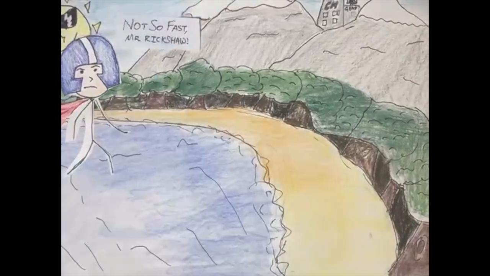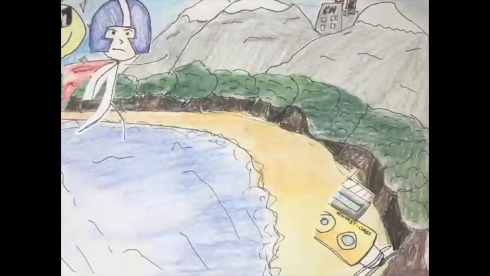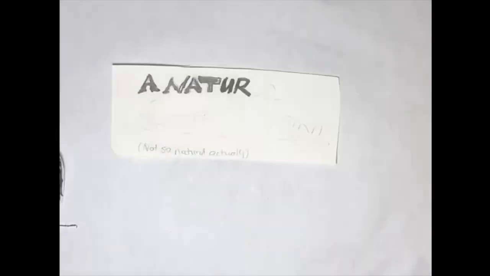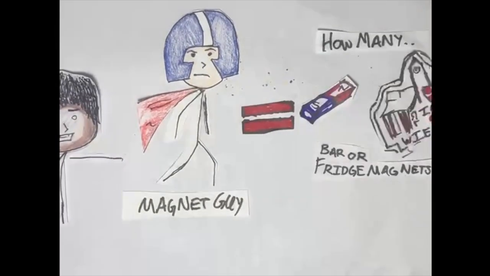So I was watching my favorite superhero movie the other day, and I saw my favorite character, Magnet Guy, lifting an entire submarine out of the sea using his magnetic powers. And I had a natural question. How strong would his magnetic field need to be to lift such a submarine from the sea, or how many bar magnets would that be equal to?